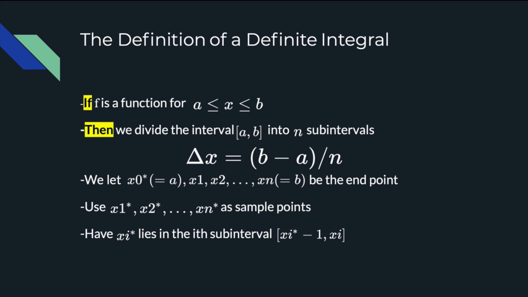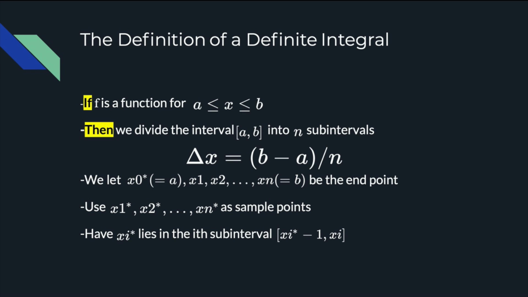If f is a function for x's in between a and b, we divide the interval ab into n subintervals of equal width. One way of seeing this expressed is delta x, but delta x is the same way as saying change in x. So in order to find our change in x, a simple way of doing it is b minus a divided by n.